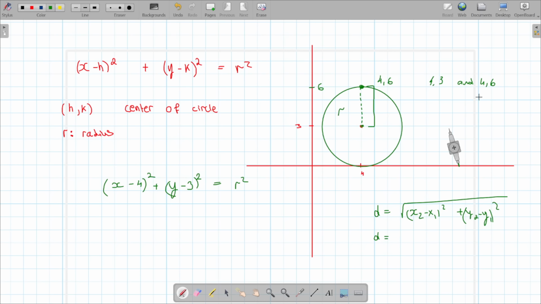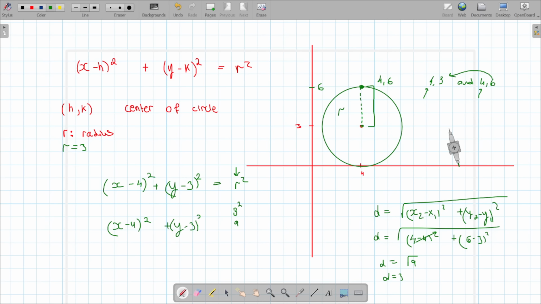So in this case, x2 is 4, x1 is also 4, so the square root of (4 minus 4) squared plus (6 minus 3) squared. 4 minus 4 squared is 0. 6 minus 3 squared is 3 squared, which is 9, so the square root of 9. So the distance is 3. So the radius is 3. So r squared would be 3 squared, which is 9. So I can rewrite this circle as (x minus 4) squared plus (y minus 3) squared equals 9. This is how you write the equation of a circle.